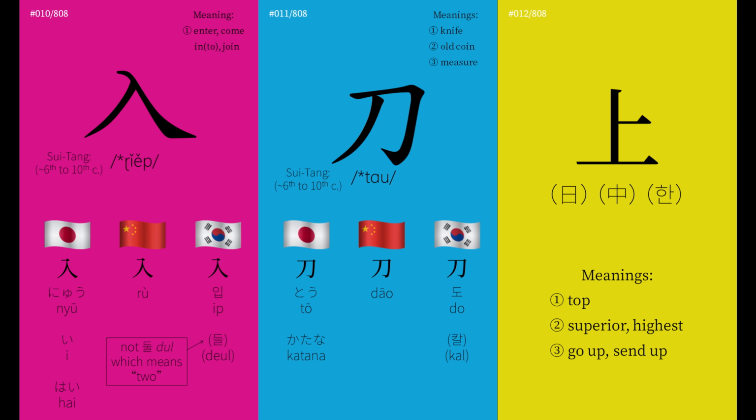For pronunciation, the character was Dao in Middle Chinese. This becomes Dao in Chinese, To in Japanese, and To in Korean. Unsurprisingly, the Japanese have their own reading of katana. The Koreans also have the reading of kal.